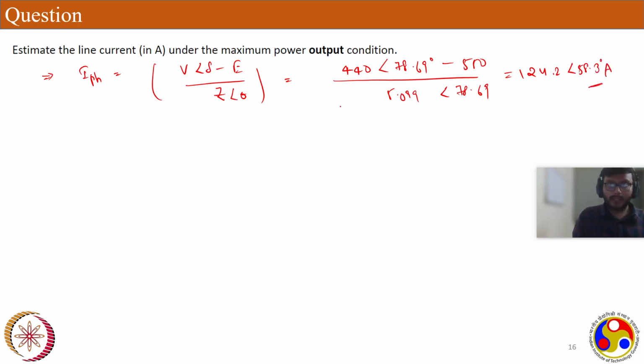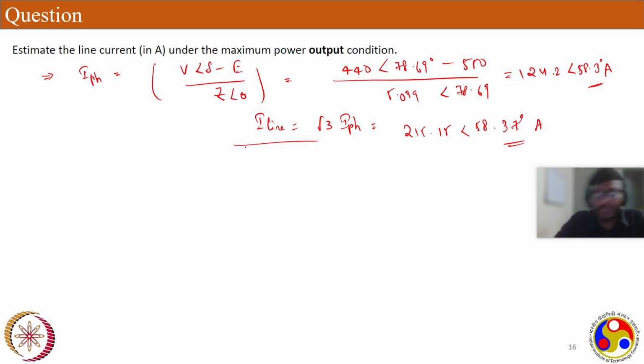58.3 amperes. Now we have to calculate the line current, which will be root 3 times the phase current. You will get 215.15 at an angle of 58.37 degrees amps. Okay. So this is the line current under the maximum power output condition. From the maximum power output condition, we came to know that delta should be exactly equal to theta. So that's where we substituted delta the same as theta. If you are substituting delta as theta, that means you are already assuming the maximum output power condition.